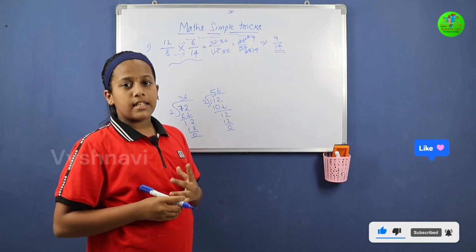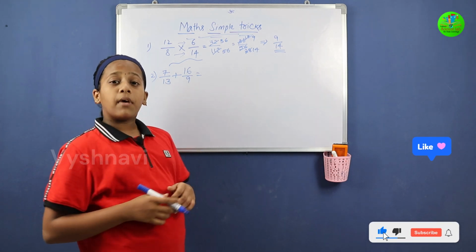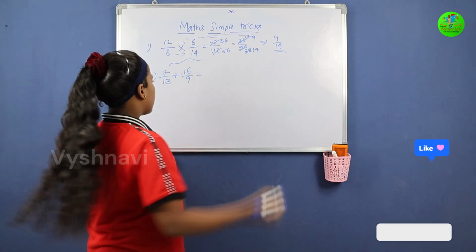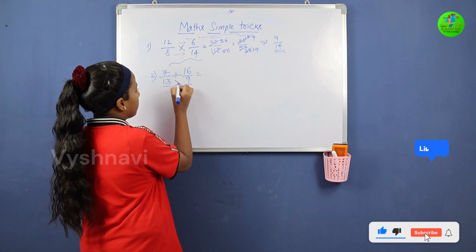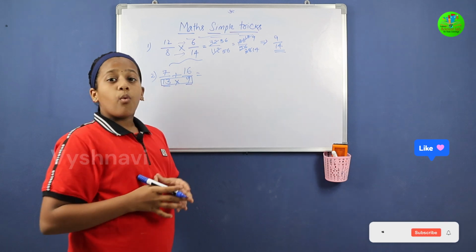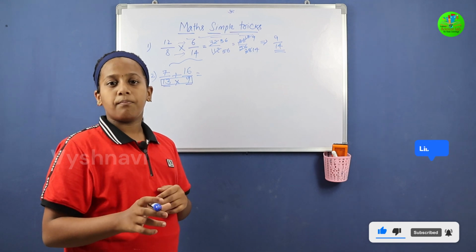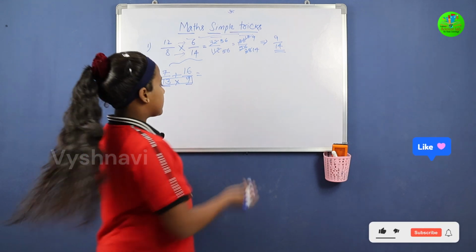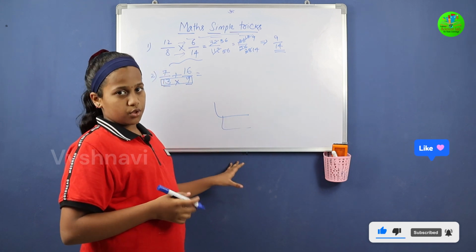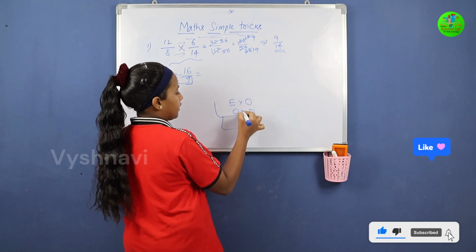And our second one is addition. 7 by 13 plus 16 by 19. In this we should do LCM. In addition and subtraction we should do LCM. Then we will do it for the denominators. When it is two odd numbers, or one even number and one odd number, we should do multiplication. For two even numbers, we should do LCM.